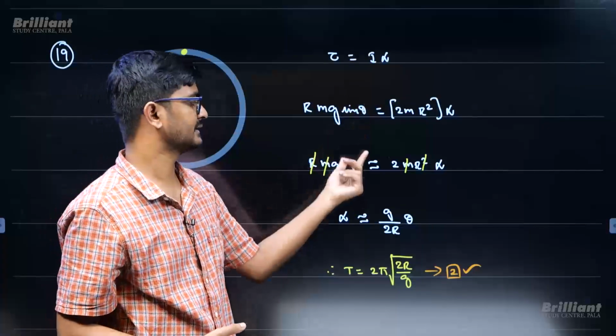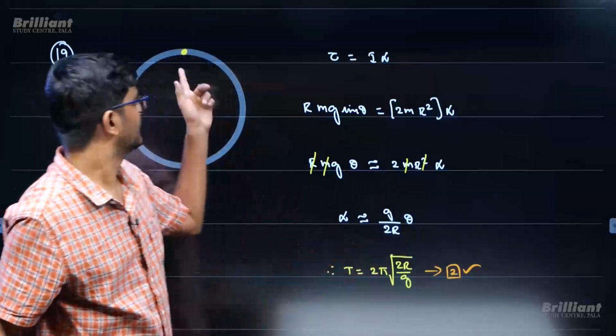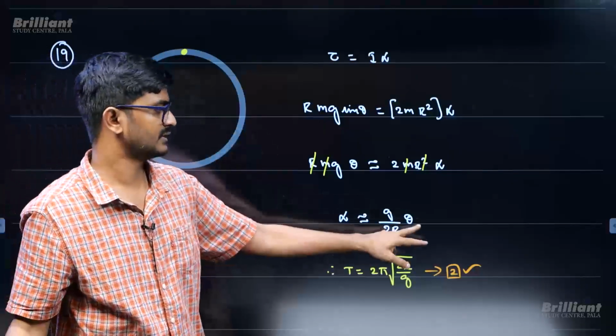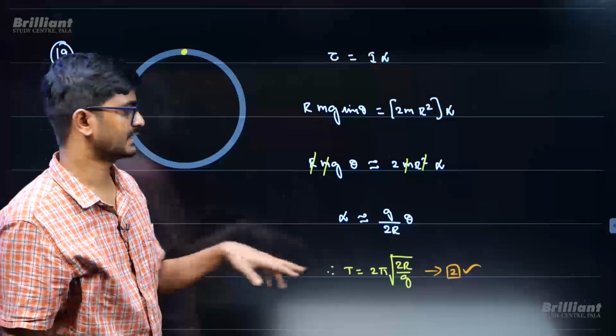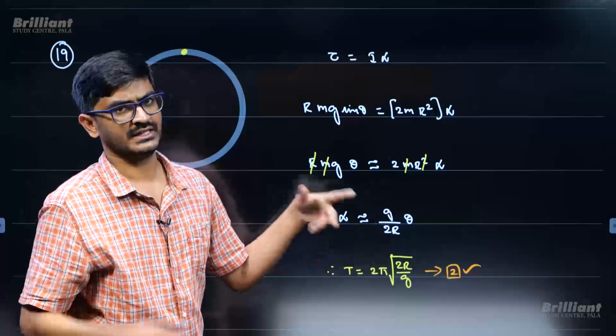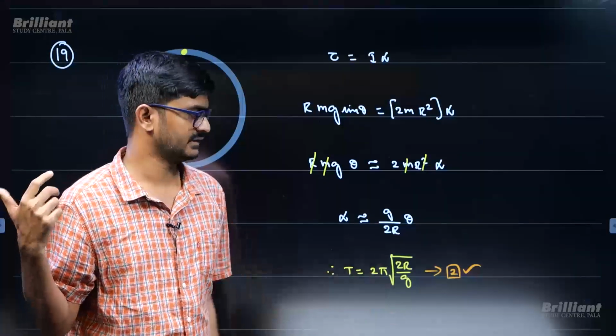So for small angle sin theta is almost equal to theta. From here you can see alpha is proportional to displacement. Angular acceleration is proportional to angular displacement, but obviously in the opposite direction. When you rotate it, it will try to rotate in the opposite direction. So this is omega square, right? When it is omega square, time period is 2 pi by omega. You can easily get it.